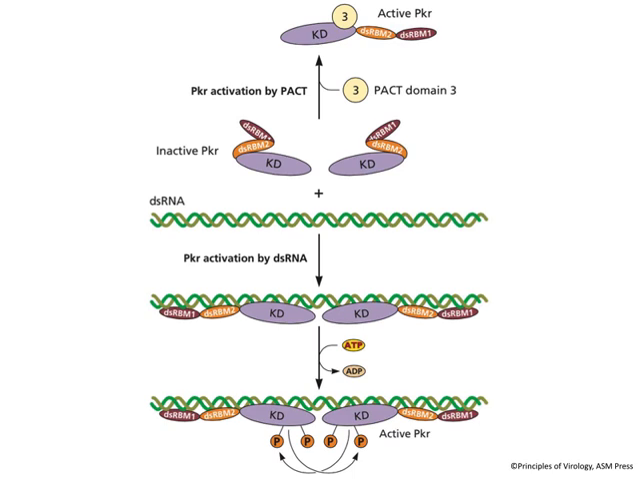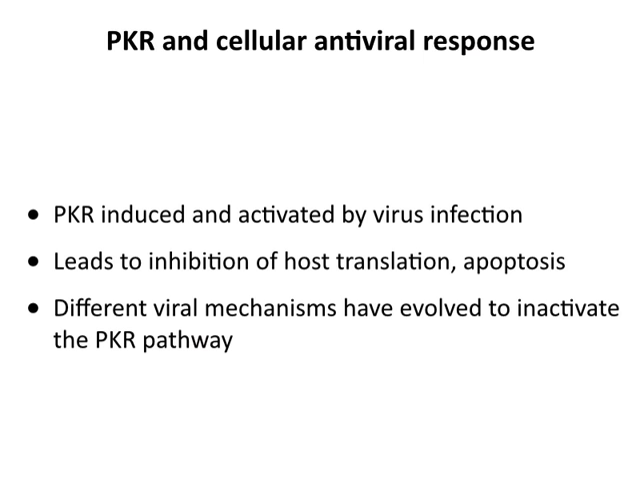So double-stranded RNA allows the two molecules to bind, activate each other, which then shuts off translation. So PKR is actually induced by virus infection. When we talk about interferon later on, you will see that it's an interferon-stimulated gene, and it's activated by virus infection. So as it's produced initially, the protein is not active as a kinase. It has to be activated by double-stranded RNA.